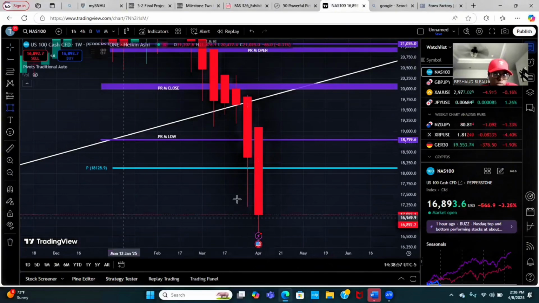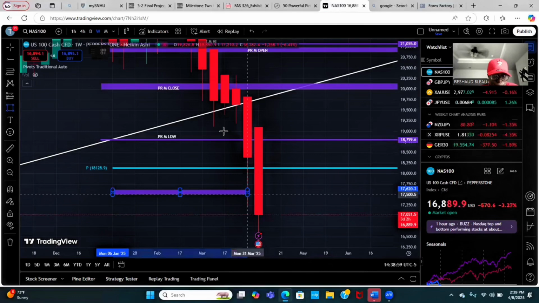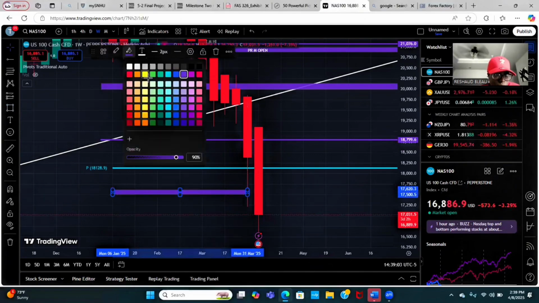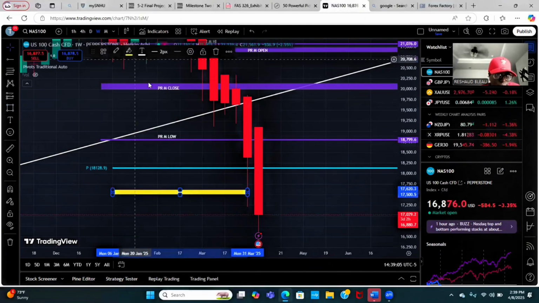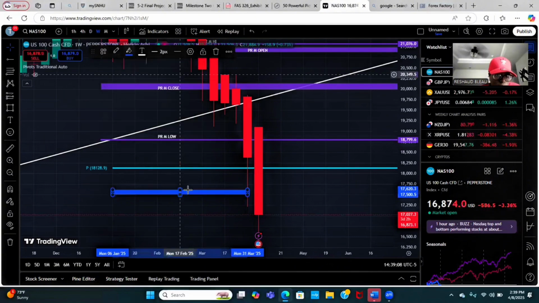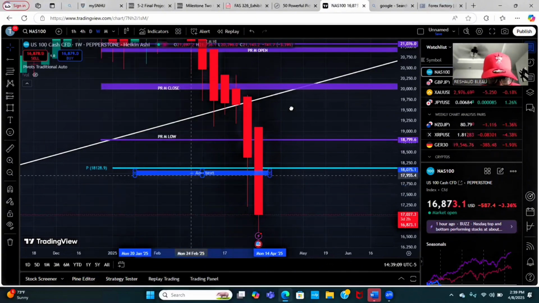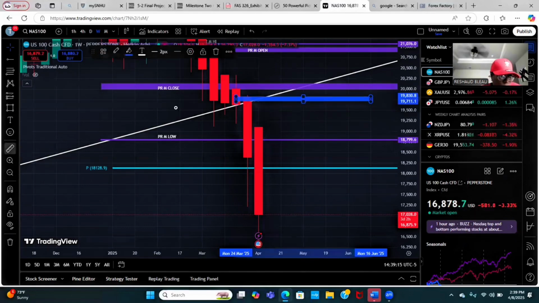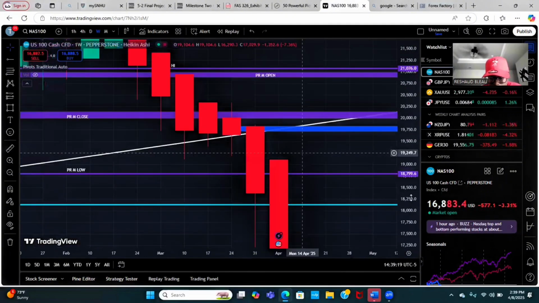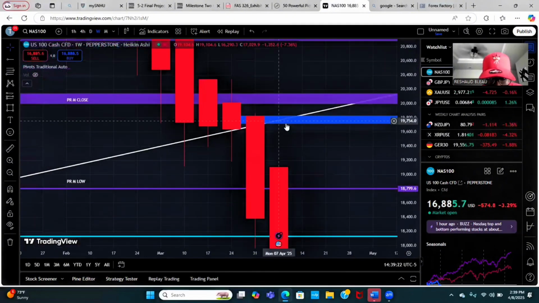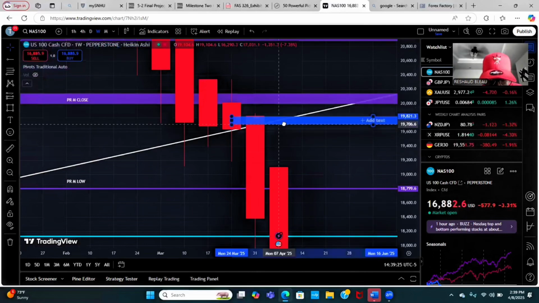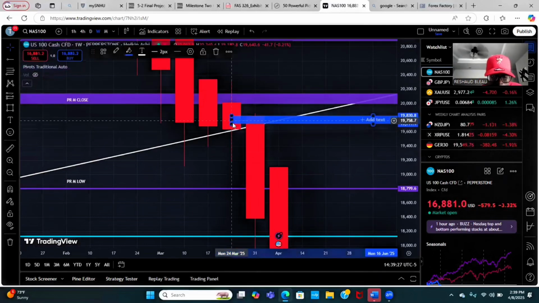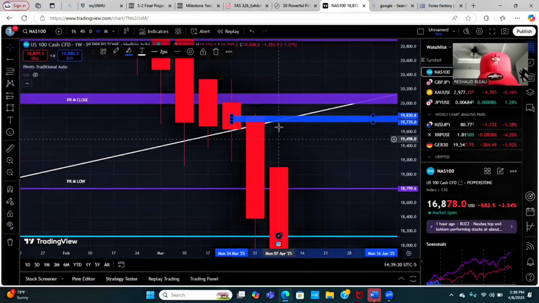So let's mark it. Not yellow. Let's try blue. Actually, I'm going to go in a little bit. There you go, so I can see where I'm putting these markings. And then we're going to duplicate this.